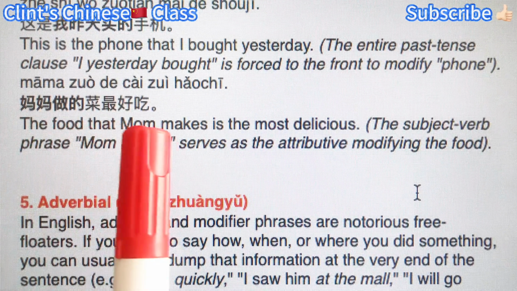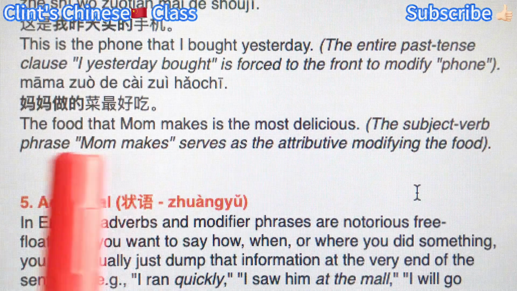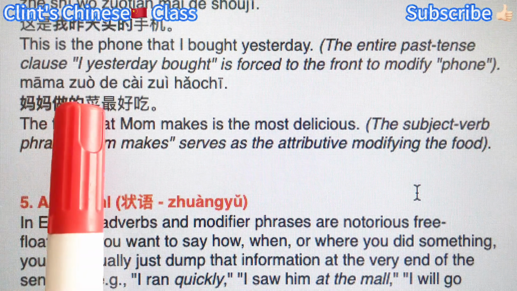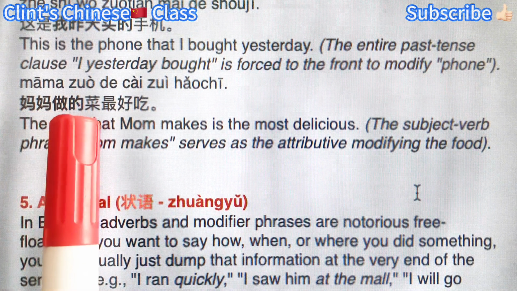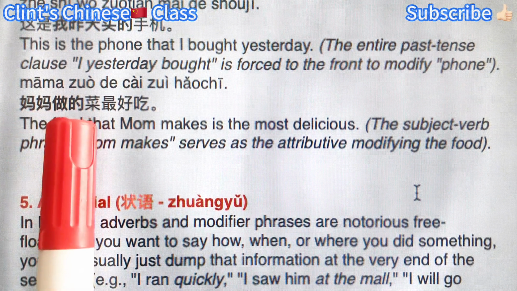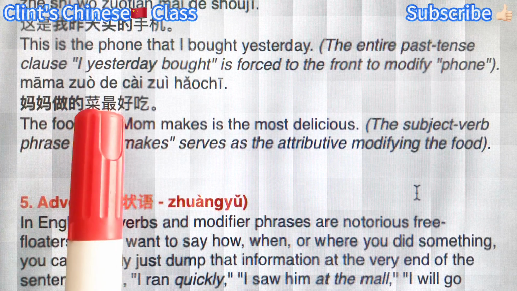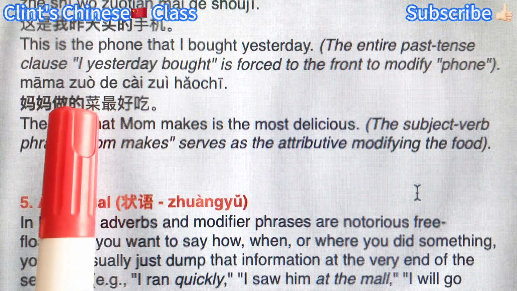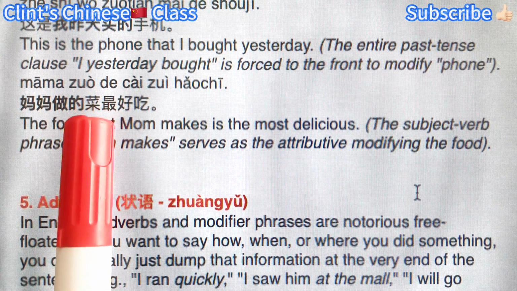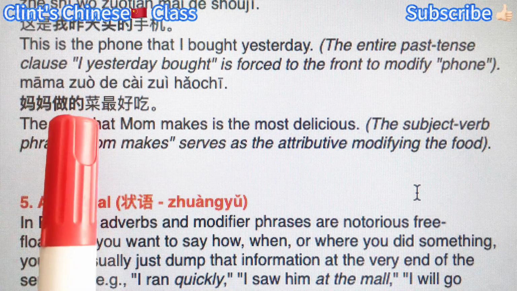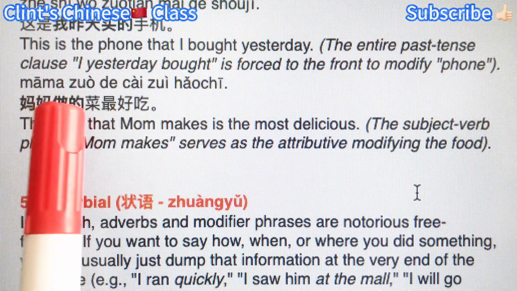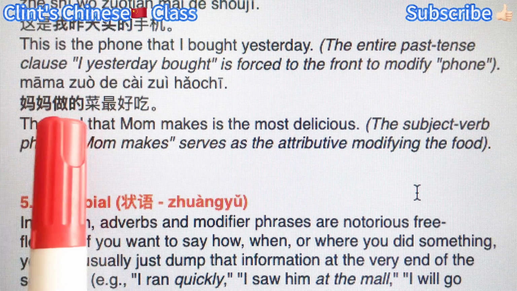Next one, the food that mom makes is the most delicious. 妈妈做的菜最好吃。 So here, 妈妈做的, that mom cooked, right? 菜 and then modify the noun, vegetables or dish or meal. So the whole phrase, the dish cooked by mom, or the dish that mom cooked.